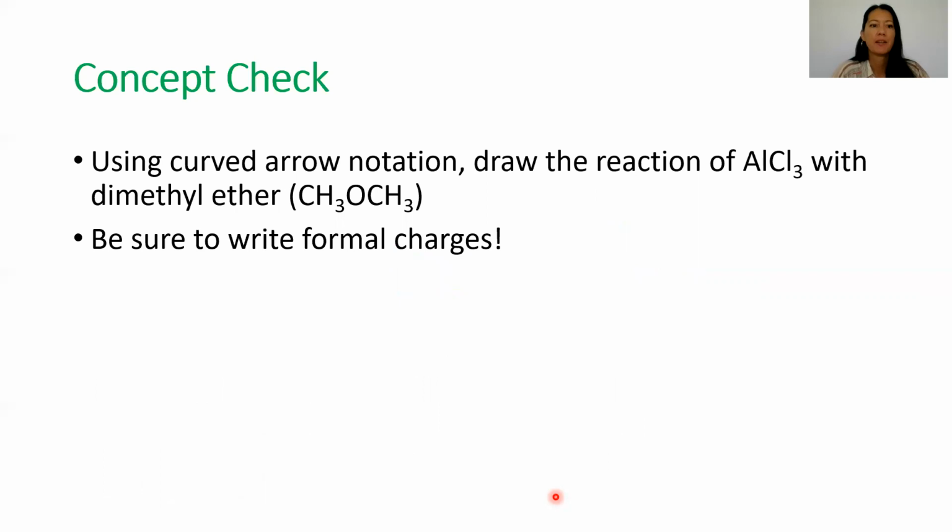Let's do a concept check. Using curved arrow notation, draw the reaction of aluminum trichloride, or aluminum chloride, with dimethyl ether, shown here. It's an ether because it has an oxygen connected to two C's. Don't forget formal charges. So pause this, take out your pen and paper or pencil, and draw this. Draw the structures, use curved arrow notation. And I'm going to go over it.